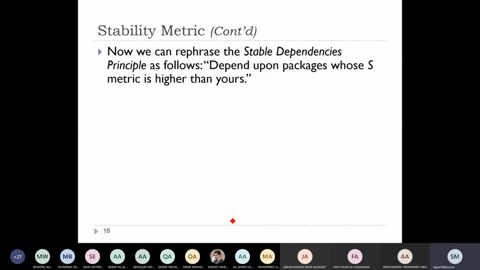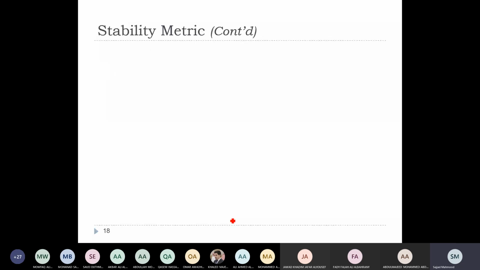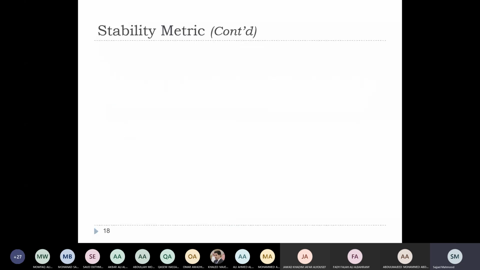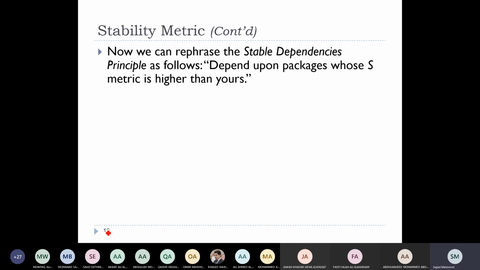So if I rephrase, the whole reason we went through this exercise is that we are interested in the stability principle, right? I said in the beginning that the stable dependencies principle says that I, as a package, should depend on a package which is more stable than myself. Now that we know the formula, we can say that this principle is saying: if I am a package A, I should depend on a package whose S value is higher than myself. Correct?